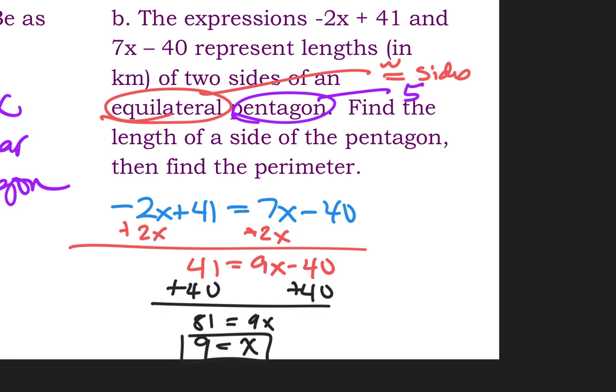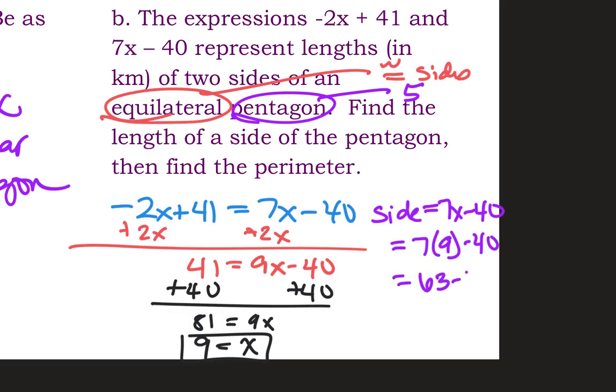Okay, what expression do you want to pick? All right, so she's picking the 7x minus 40, and we're going to substitute in the x value. So 7 times 9, what's 7 times 9? Good, what's 63 minus 40? Your side length is just 23 inches, kilometers. That's what it has it in.